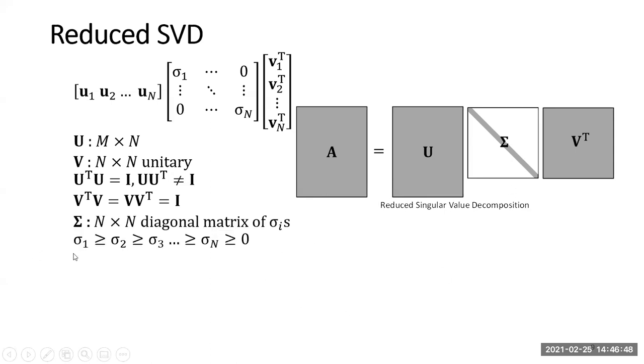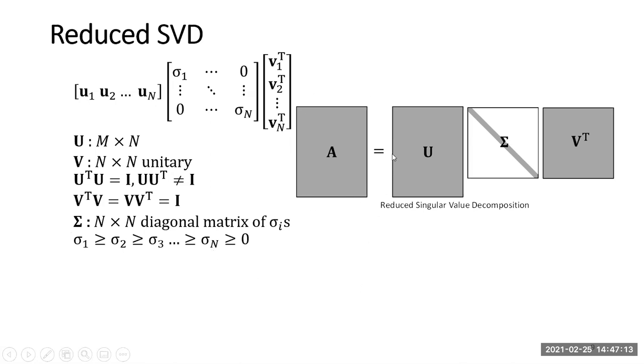And always note that the singular values, the diagonal elements of sigma, are always greater than or equal to 0, and they are sorted in descending order, so the first one is the largest. Sigma 1 is greater than or equal to sigma 2, and so on until sigma n.